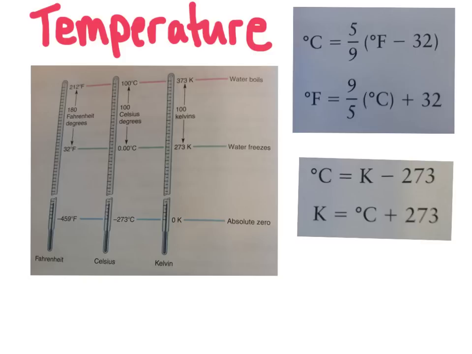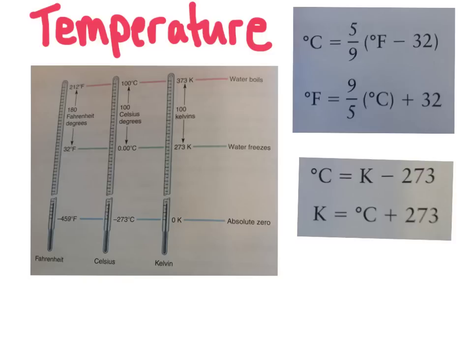0 is where it freezes, 100 is where it boils. And negative 273 degrees Celsius is absolute 0. You'll notice on the Fahrenheit scale it's 459, which is an odd, or weird number, but so is, I guess, 273. Now, we'll need to know how to get from Celsius to Kelvin.